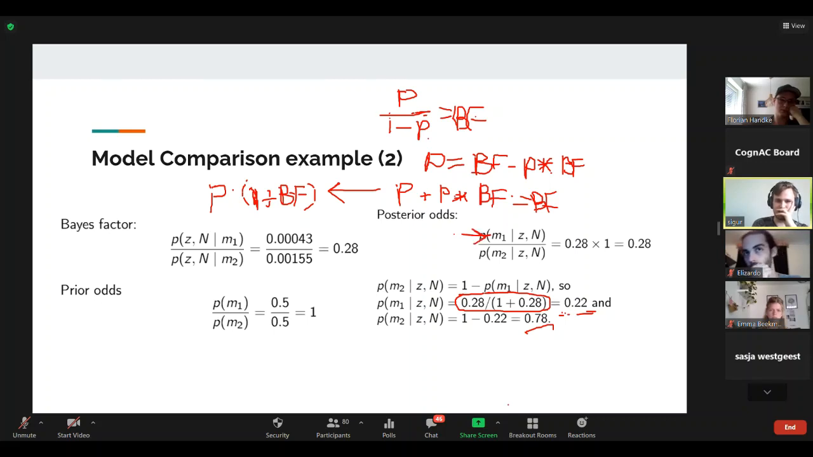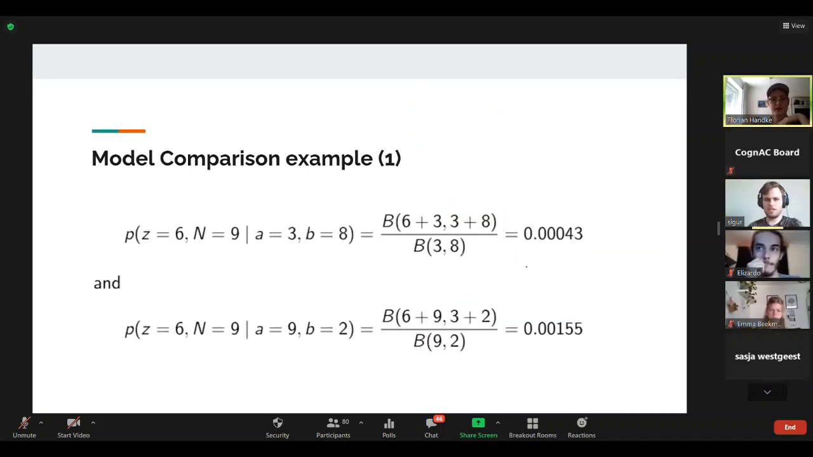So, in this case, P over 1 minus P equals BF because the prior was 1. 1, exactly. Yeah. Okay, get it, thank you.